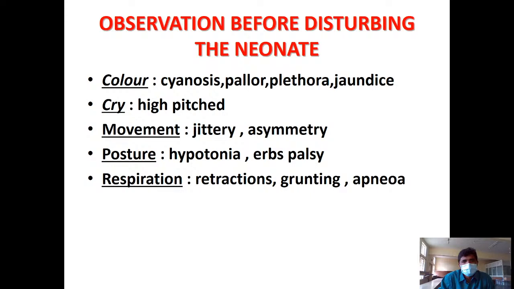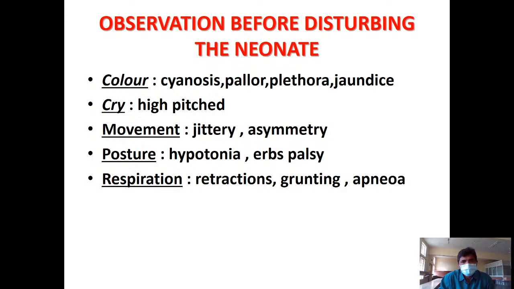And then if the baby is crying, listen to the cry. If it is a hunger cry, it sounds a certain way, and if it is a high-pitched cry, then you should think of cerebral irritability. Then you can assess the movements also.